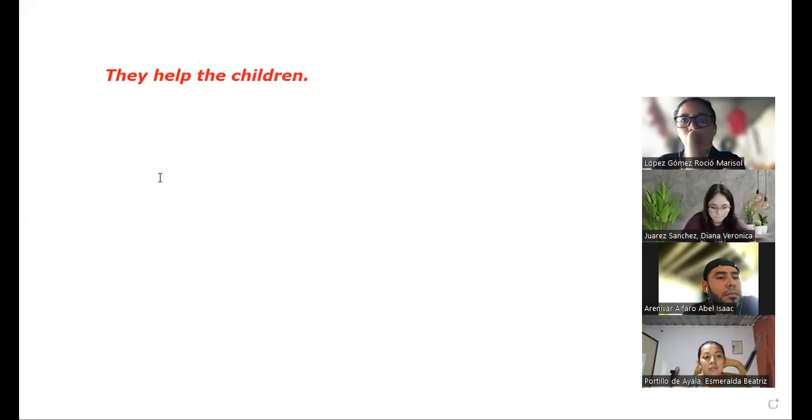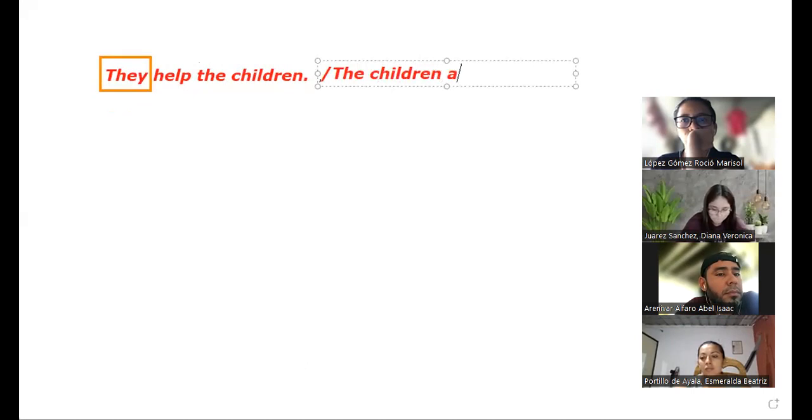For example, if you have, they help the children. In this case, the subject can be any people, right? So the passive voice would be, the children are helped. And it is not necessary to type by them. You can omit it, right? But in this exercise, you have subjects.